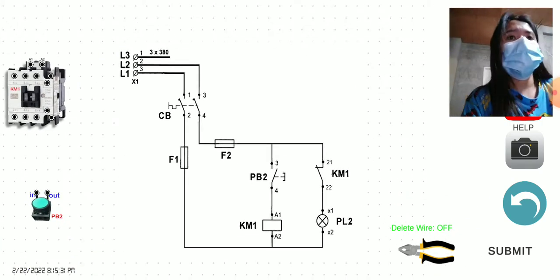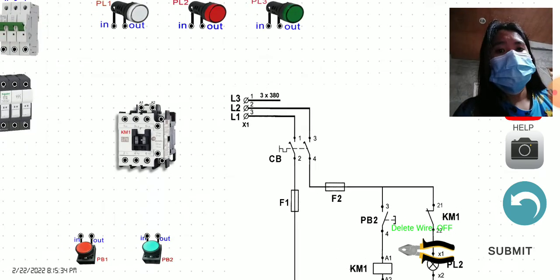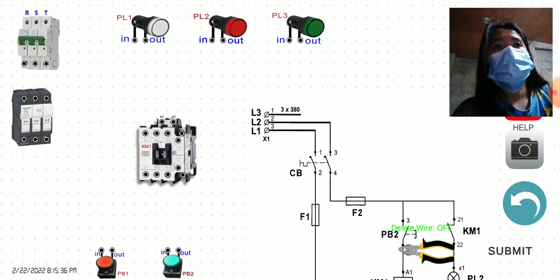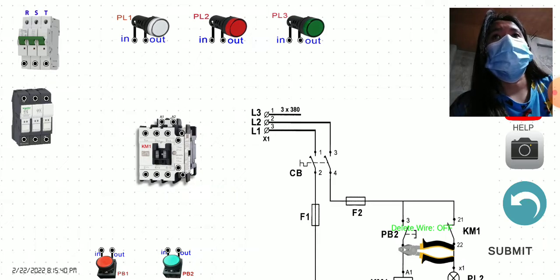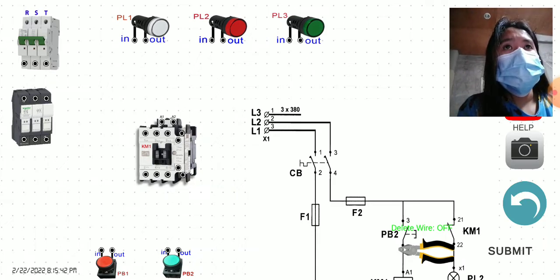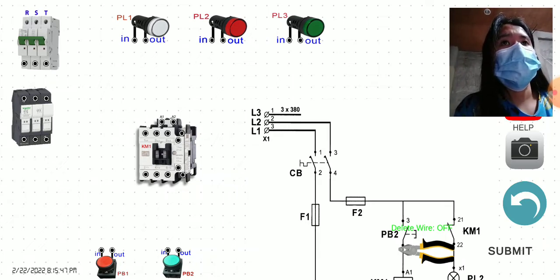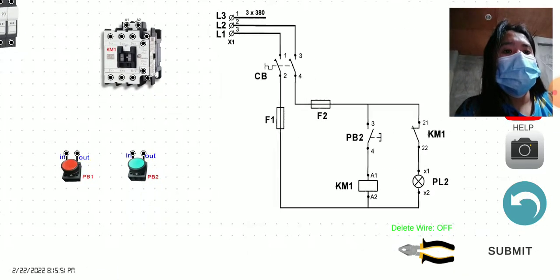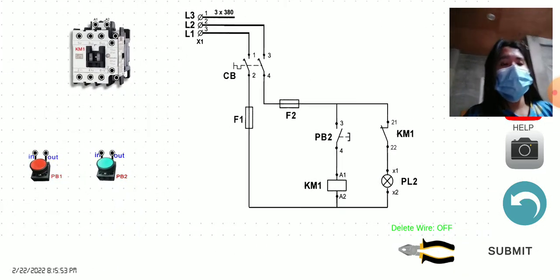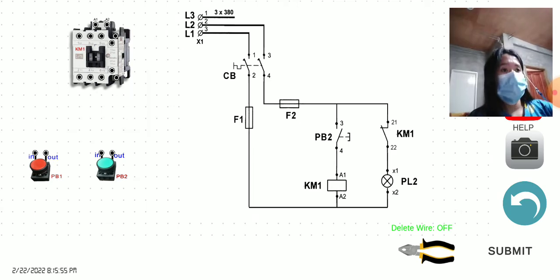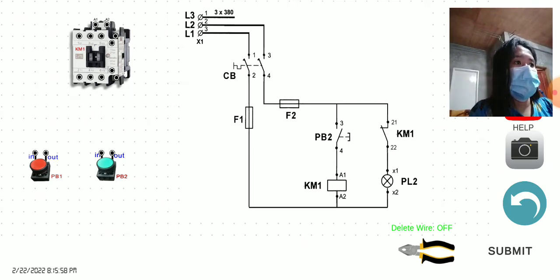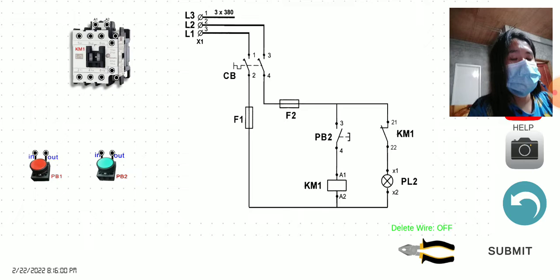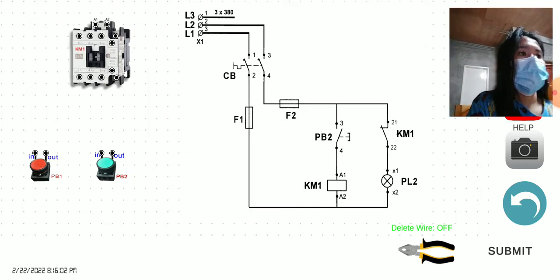So again, this is our magnetic contactor, the KM1, which is very important. Take note, we have the KM1 and KM1 here. They have the same name, but they have different symbols.